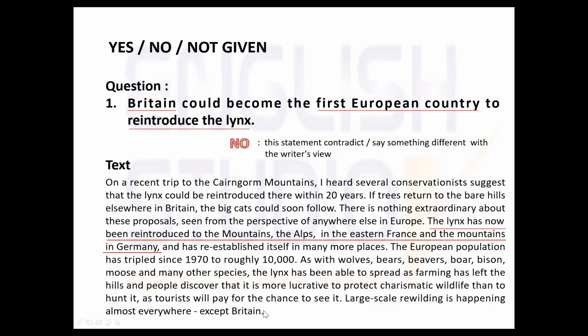Here also, as Miss Claudia said and Mr. Anam supported earlier: large-scale rewilding is happening almost everywhere except Britain. So Britain is indeed not the first European country. Okay? The answer is no.